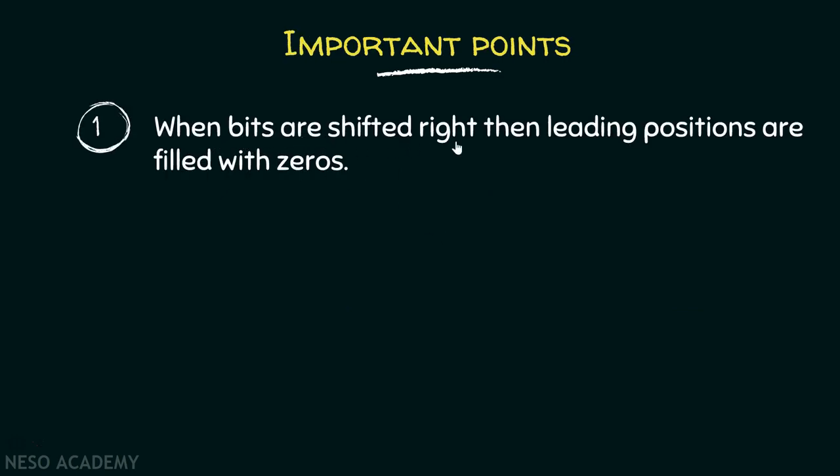When bits are shifted right, the leading positions are filled with zeros. Please note down this point. In the case of the left shift operator, trailing positions are filled with zeros. But in the case of the right shift operator, leading positions are filled with zeros.